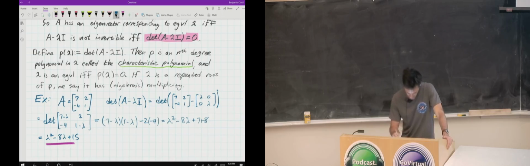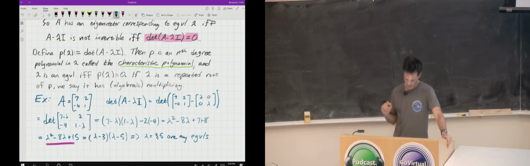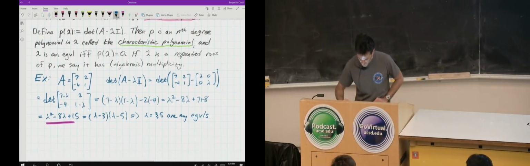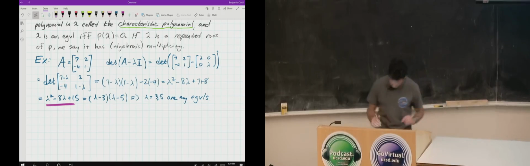And luckily enough, I can factor it pretty easily as lambda minus 3 and lambda minus 5. So I get lambda equals 3 and 5 are my 2 eigenvalues. There's 2 of them, and they're 3 and 5. Great, okay, good. Let's find the eigenvectors that correspond to those. So we have to handle them individually.